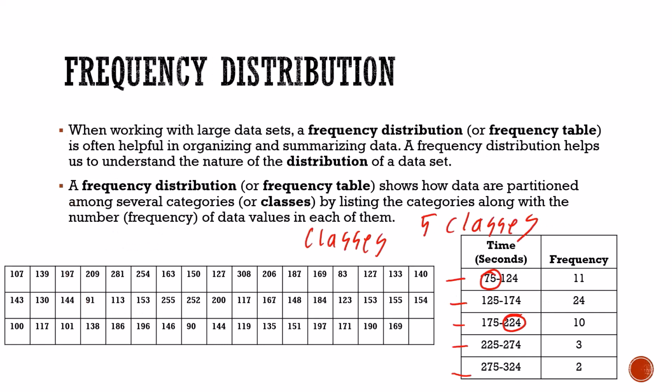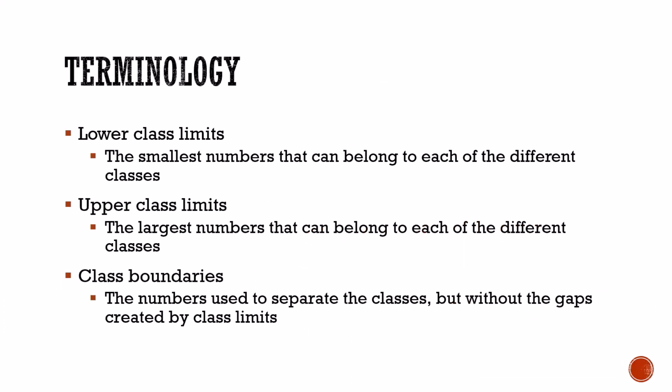You're not really using it because they're rounding to seconds, right? But the number that would be 124.5. That's exactly between 124, where the first class ends, and where the second class begins. So that's considered a class boundary because it partitions the two classes.